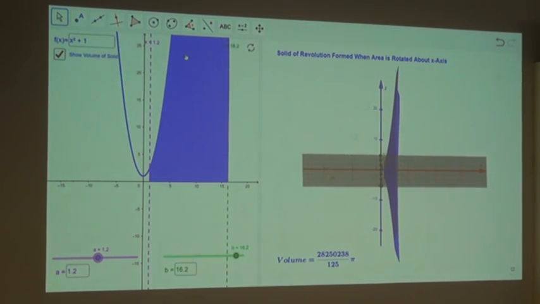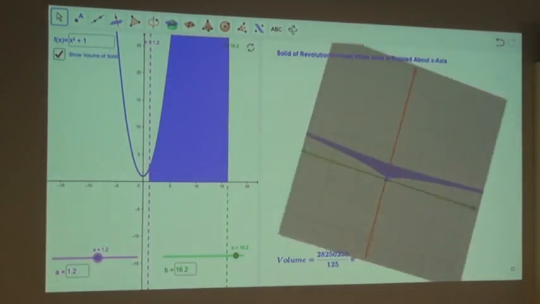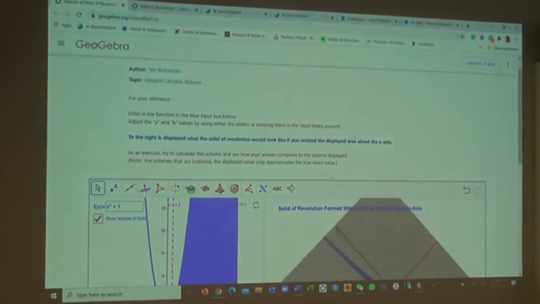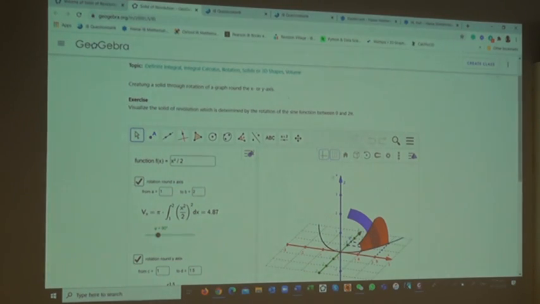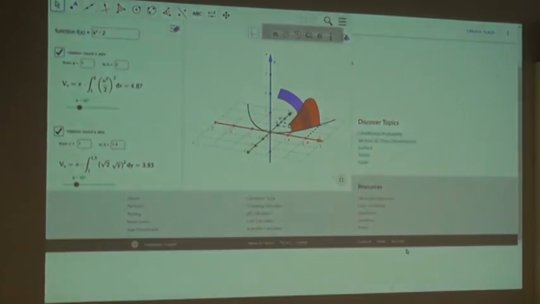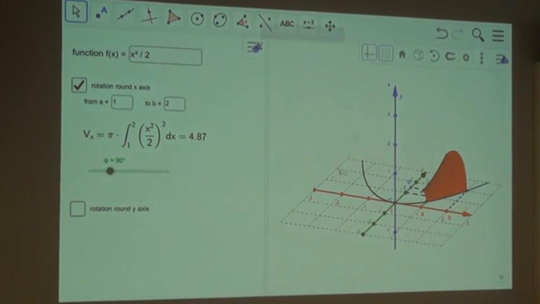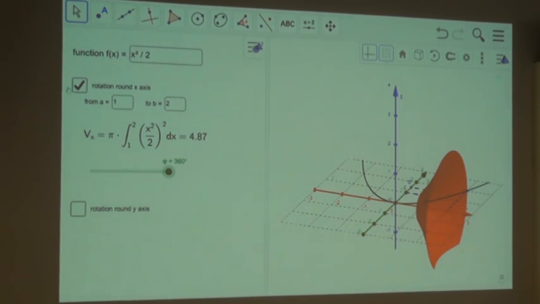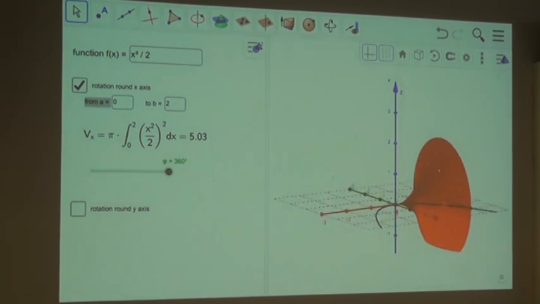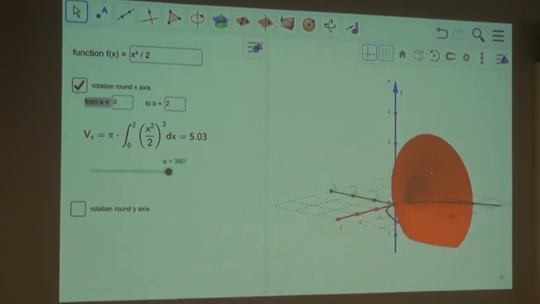Okay. I think I have another app that could show us this, and I think this can show me a different side of it. Look at this one. This is the function x over 2 along the x-axis first. You can see if I rotate it. Can you see how that is formed when it is rotated? Of course, I can set the limit from 0. Okay, from 0. It looks like a musical instrument.